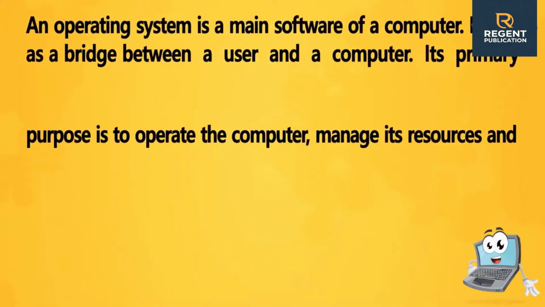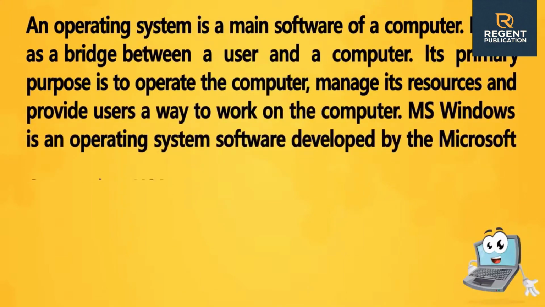An operating system is the main software of a computer. It acts as a bridge between a user and a computer. Its primary purpose is to operate the computer, manage its resources, and provide users a way to work on the computer. MS Windows is an operating system software developed by the Microsoft Corporation, USA.